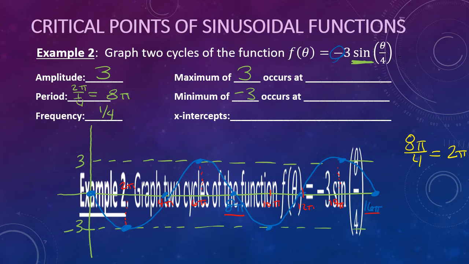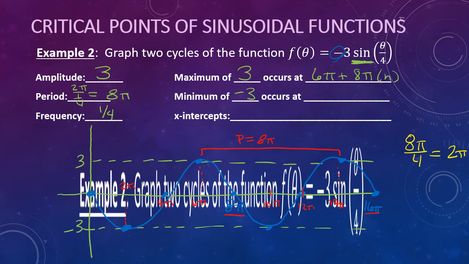So the maximum values occur. My first one is at 6 pi, so I'm going to come up here and write 6 pi. And then if I think about the distance from one maximum to the next maximum, that's the length of one full period, which on this particular function is 8 pi. So I'm going to come up here and add 8 pi in.